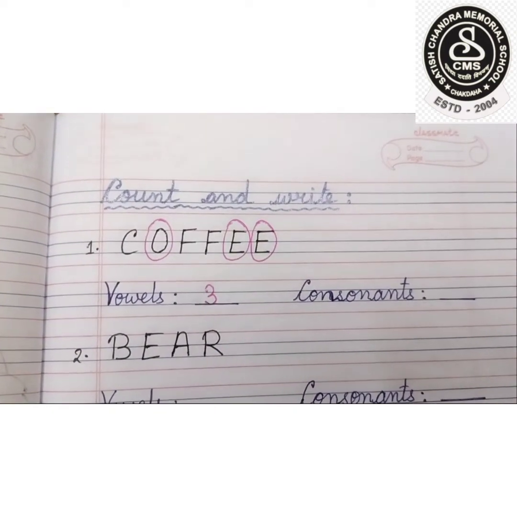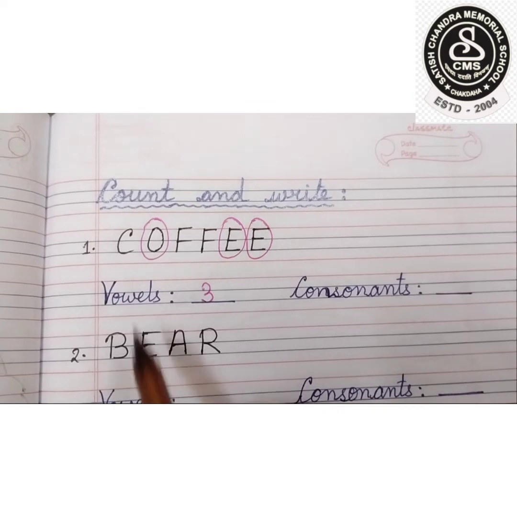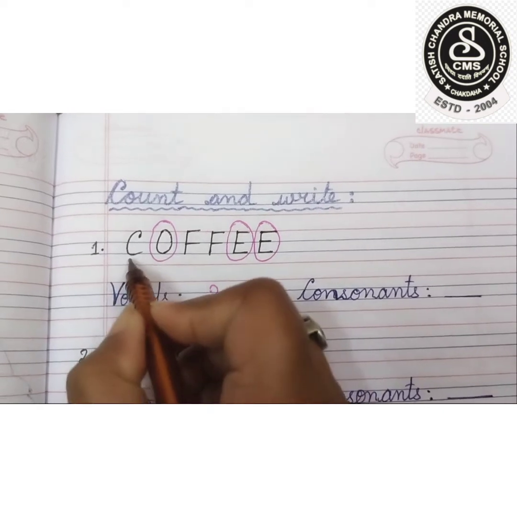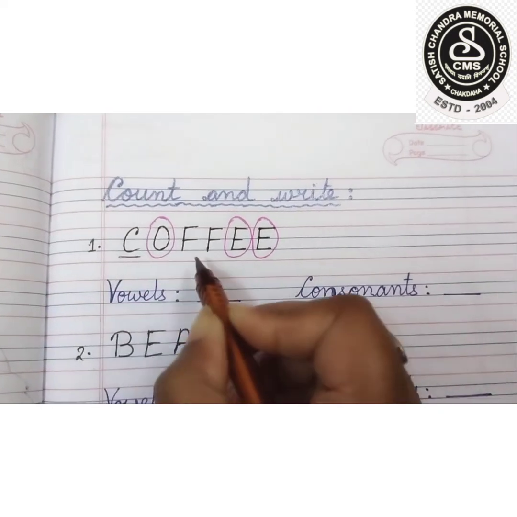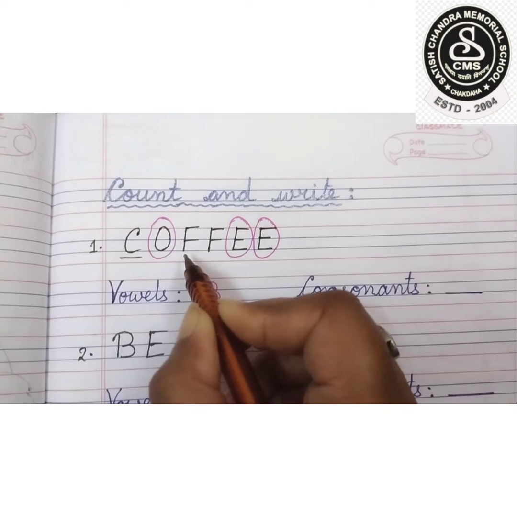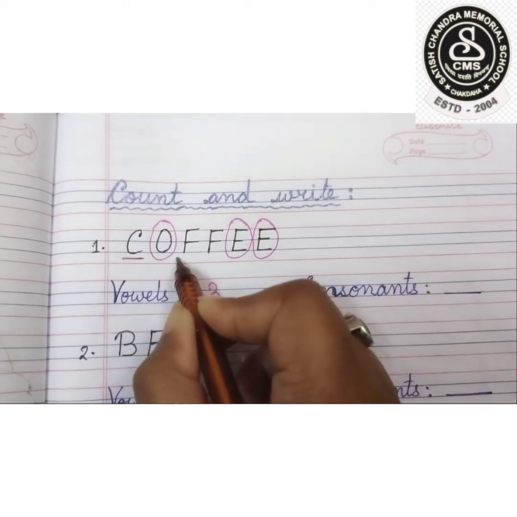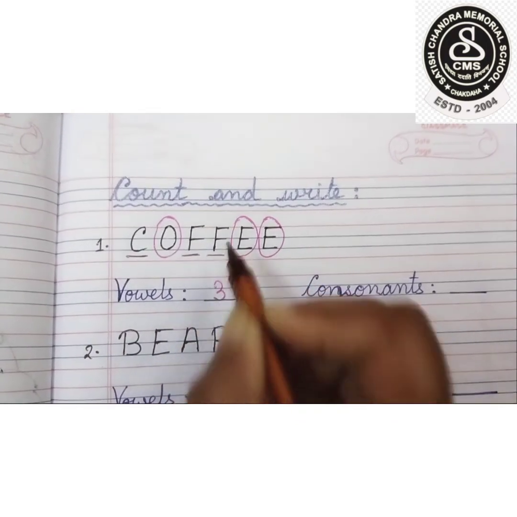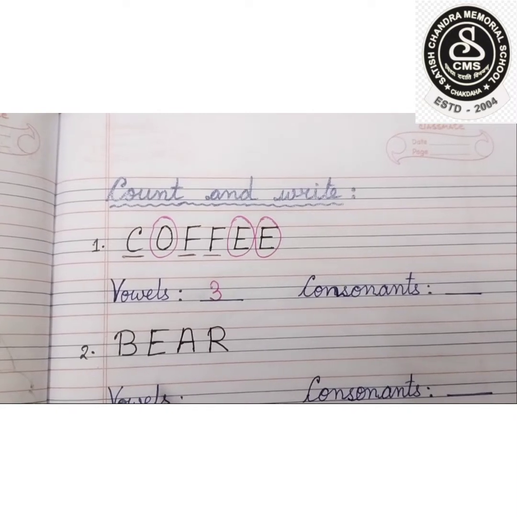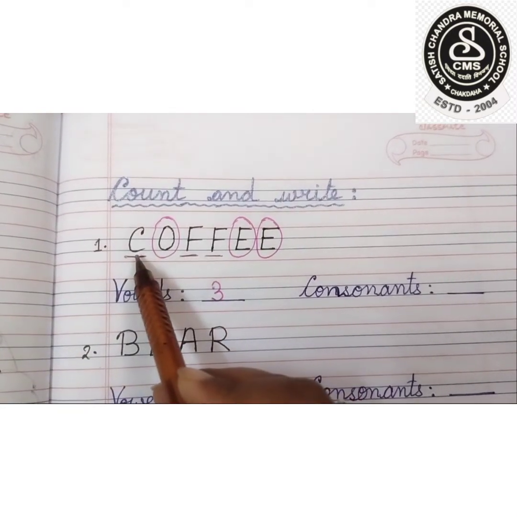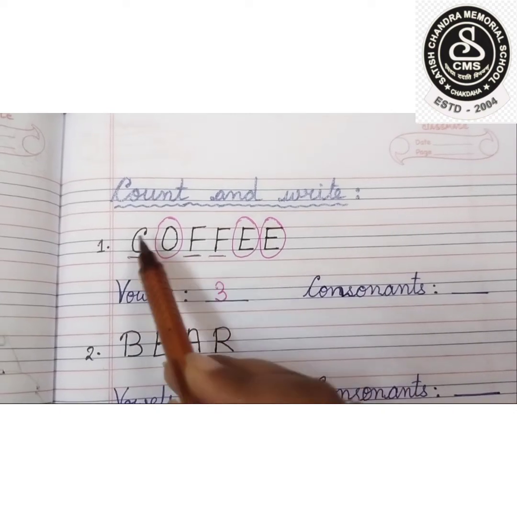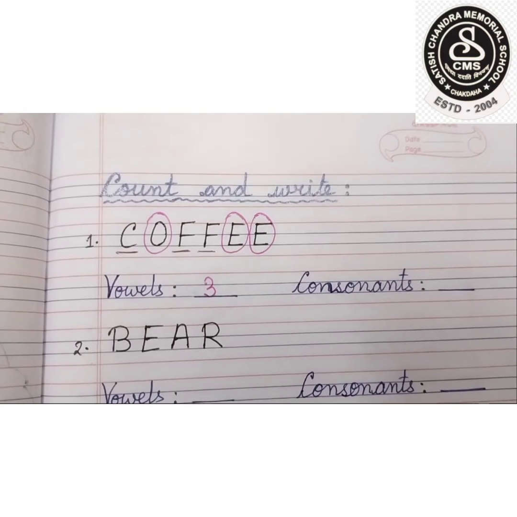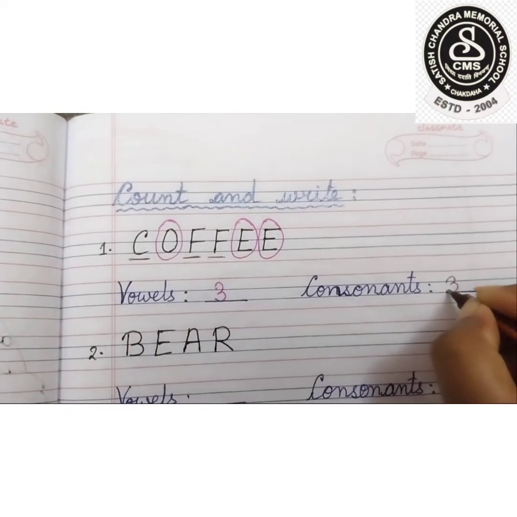And now let us find out how many consonants are here. C. Is C a vowel or a consonant? Yes, it's a consonant. Next, F. Is F a vowel or a consonant? Yes, again it's a consonant. Then again F, it's a consonant. So we will underline them. Now let us find out how many consonants we have underlined. 1 consonant, 2 consonants and 3. So children, how many consonants are here in this word? Yes, 3 consonants. So we will write here 3.